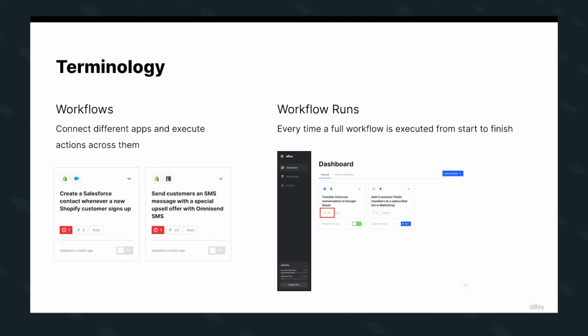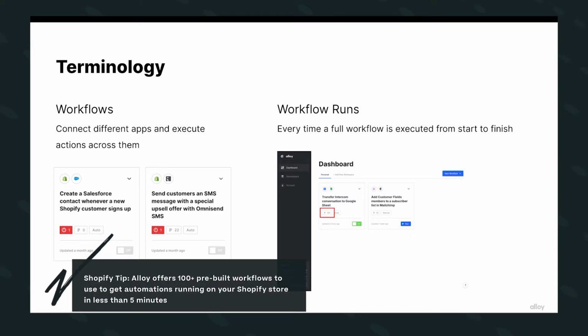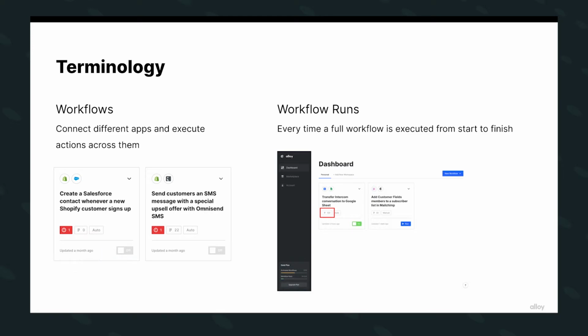Workflows are exactly what you think: your current workflow, where you might be moving data from a Google Sheet to your 3PL and then slacking someone. That's a workflow. And we can actually replicate this in Alloy and make it hands-off for you, so you don't have to be doing any of that anymore. A workflow connects different apps and essentially executes actions and pushes and pulls data across them. A workflow run is every time a full workflow is executed from start to finish. And we have a little section on each Alloy workflow that shows you how many times it's run.